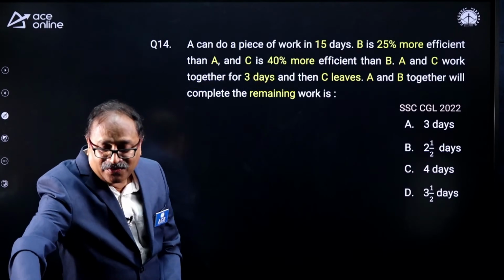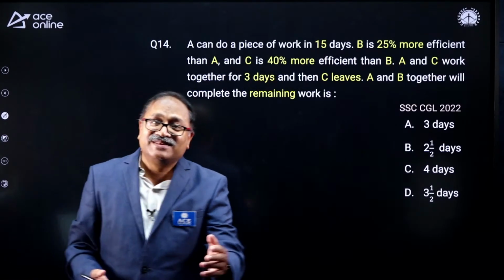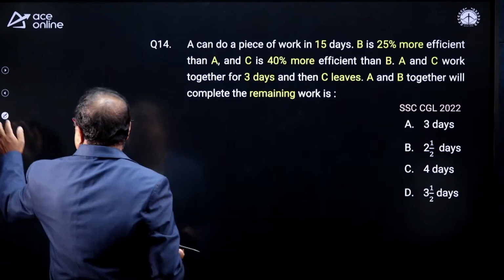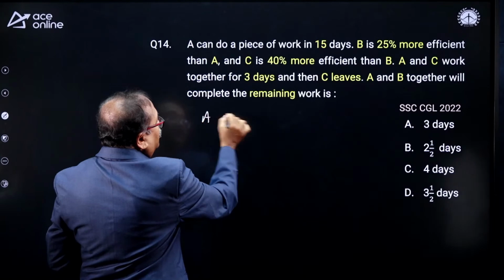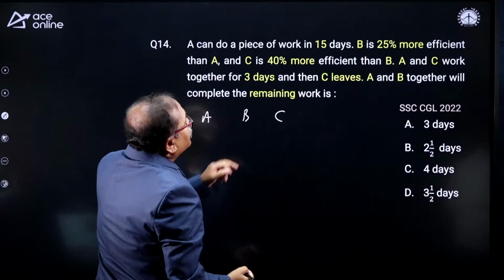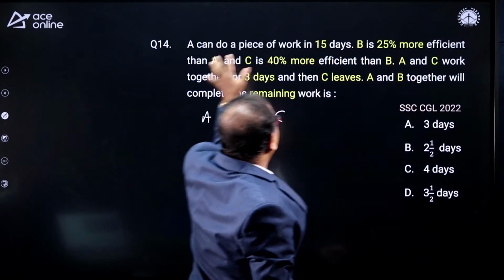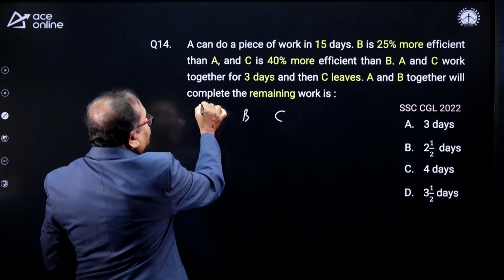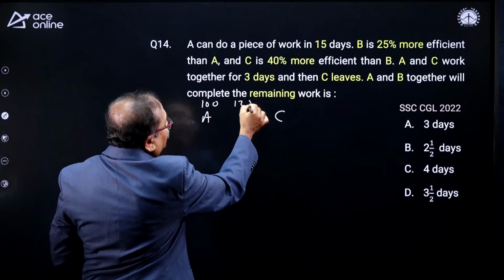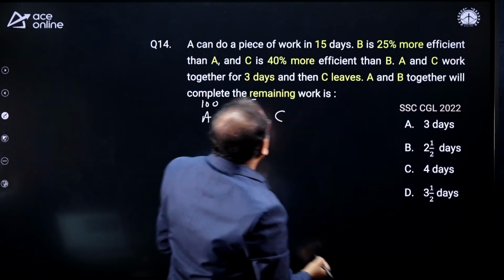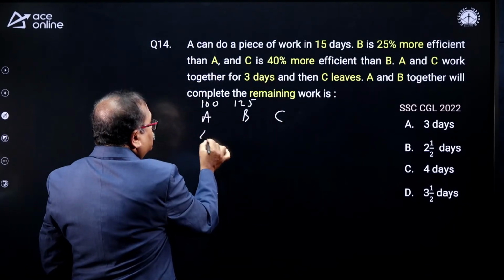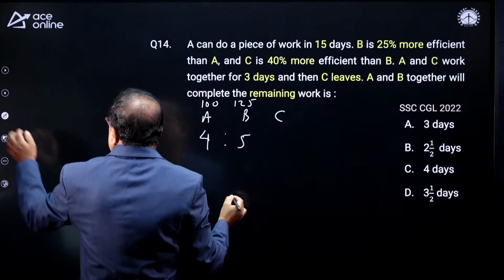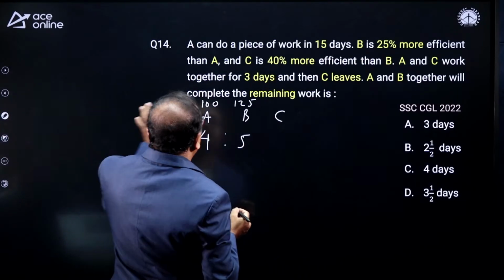Here, the first thing is to get the efficiency ratio. And what is that efficiency ratio? Here is the efficiency ratio, that's A, B and C. It is said that B is 25% more efficient than A. That means if A is 100, then B is 125. Am I right? So the efficiency ratio you can visualize as 4:5. So write this down as 4:5. I can erase this part. These are all rough work.